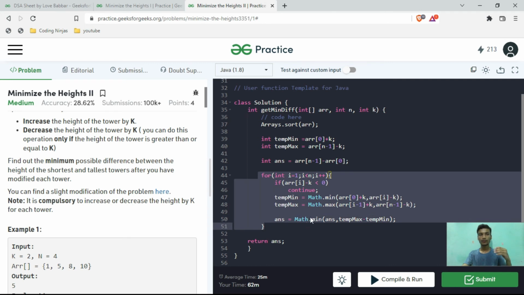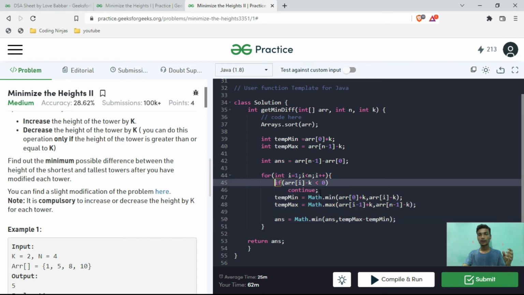So if our height is negative, we skip these lines and move on to the next iteration, and if our height is positive, we check if there is any height smaller than the initial height or not. If there is any smaller height after modifying, the temp min is updated by the minimum, and if there is any larger height than our previous height, temp max is updated by the maximum, and here the answer is updated by the minimum of the previous answer and the difference of maximum minus minimum. So after each iteration, the answer will be in the answer variable. So here we return the answer.